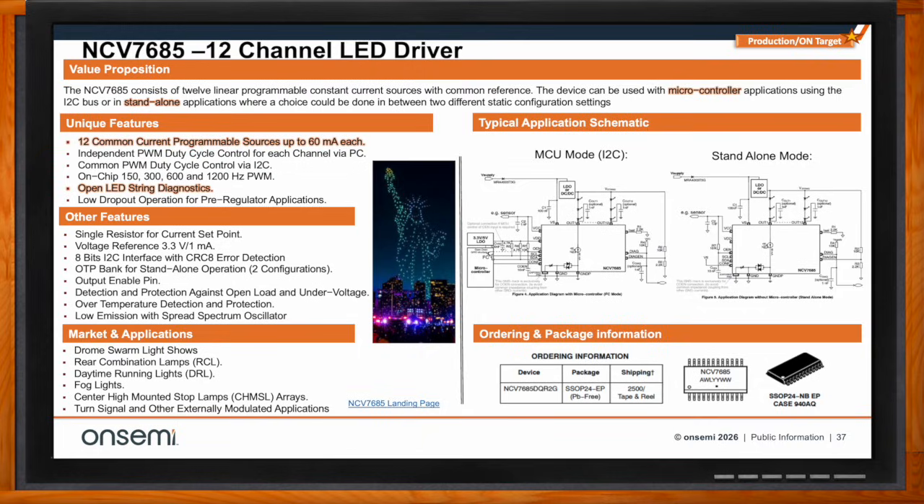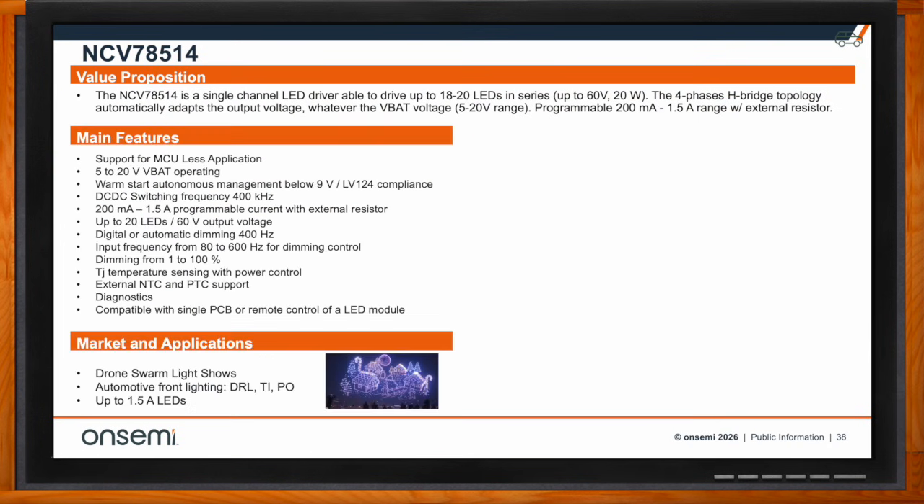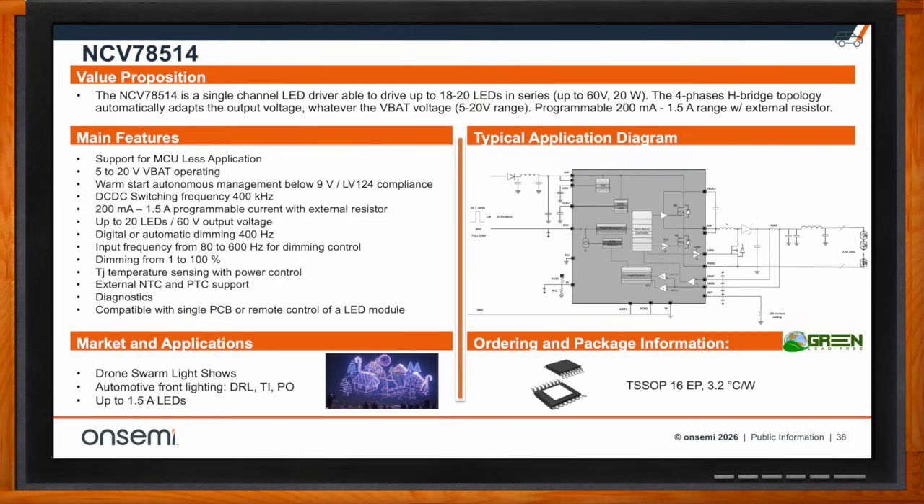And then we also have the NCV78514. And what makes this LED driver unique is it's got a 4-phase H-bridge topology. And what that means is it automatically adapts the output voltage, or actually keeps the output voltage constant, while the input voltage can go up and down from 5 to 20 volts. So it autonomously is either a buck or a boost, depending on the input voltage, and puts out that 60-volt output, powering up to 20 LEDs.